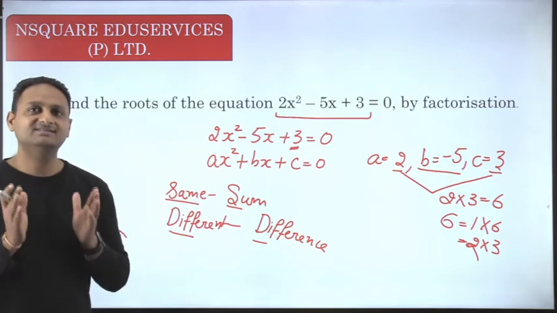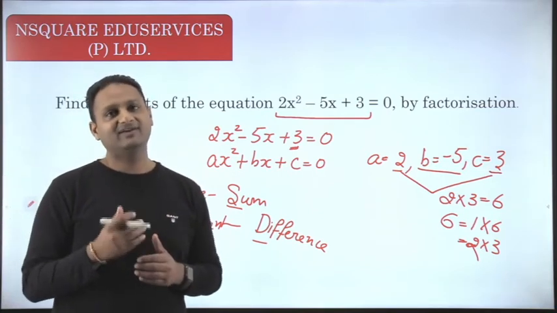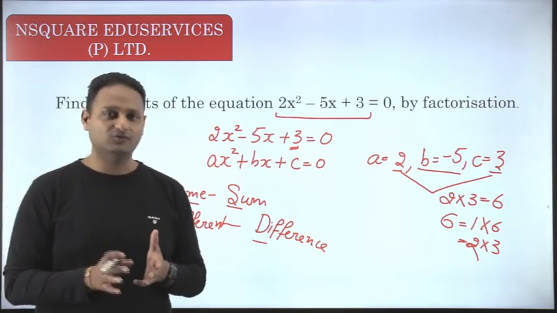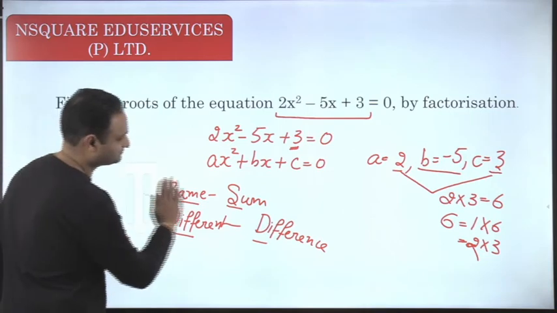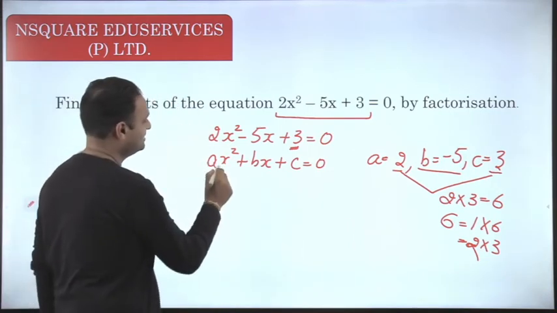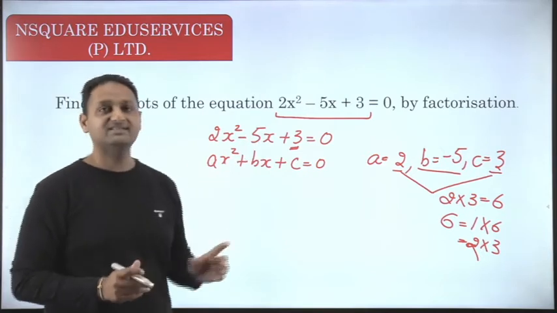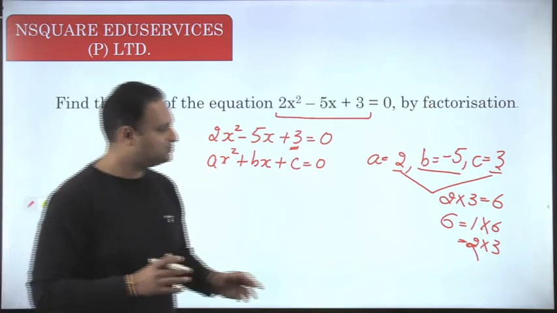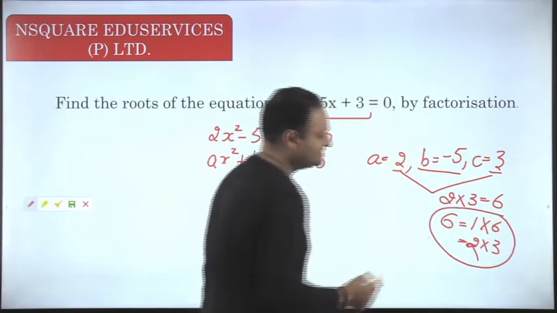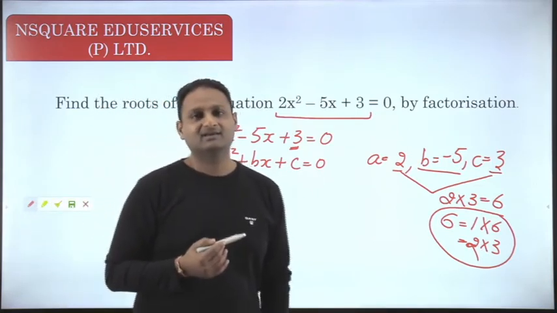When the sign of A and C is same, then we have to consider B as a sum of two numbers. And when the sign of A and C is different, then we have to consider B as a difference of two numbers. So here, sign of A and C is same, so B, that is 5, is the sum of two numbers. Now we have to see from these factors of 6, which is that pair whose sum is 5.